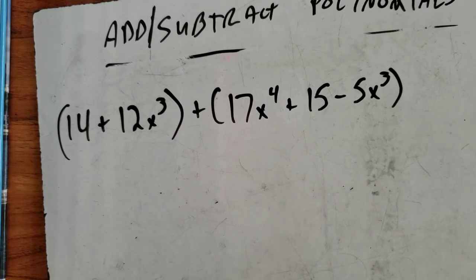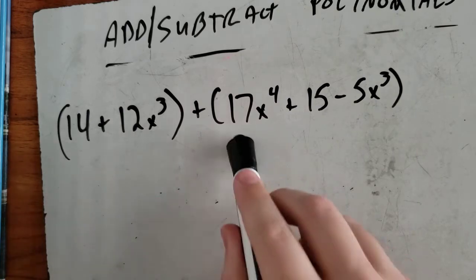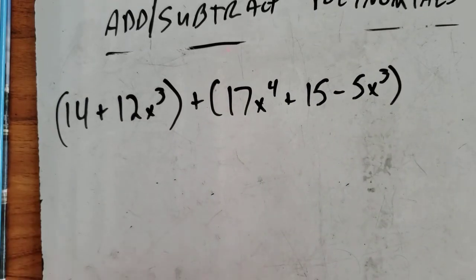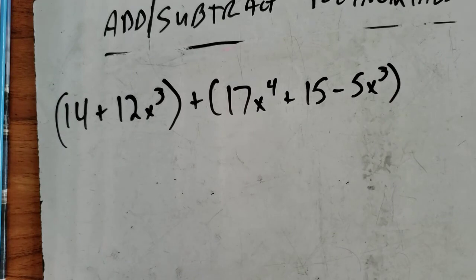So look at this. Look what we have here. We have two things here, and we have three things here. That's okay, it doesn't matter. They're both polynomials, and we're still just going to combine our like terms.